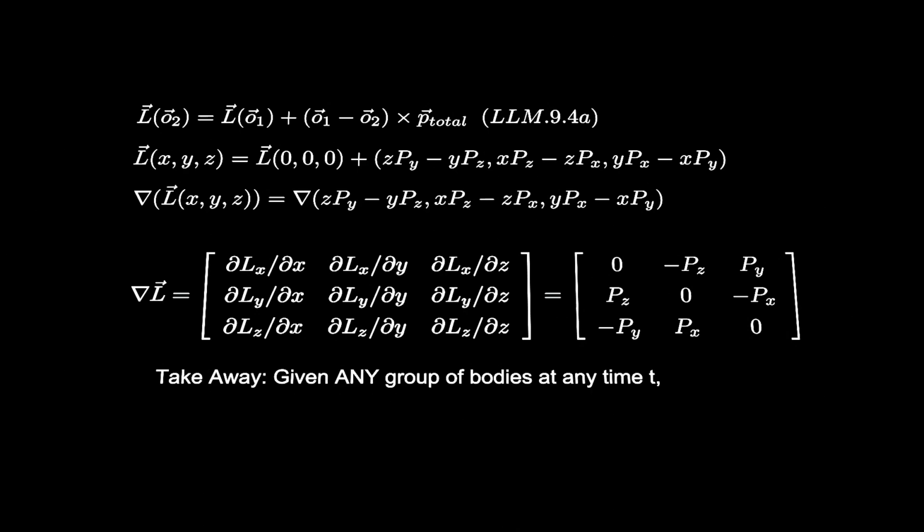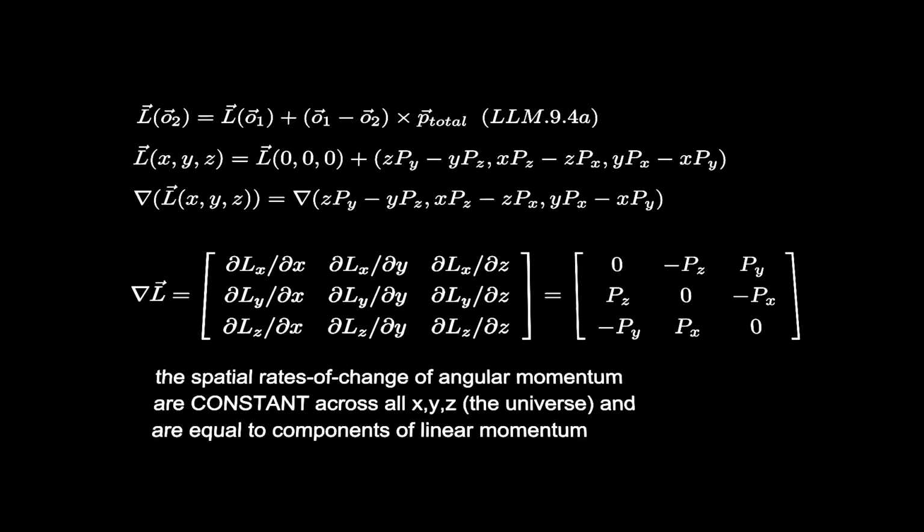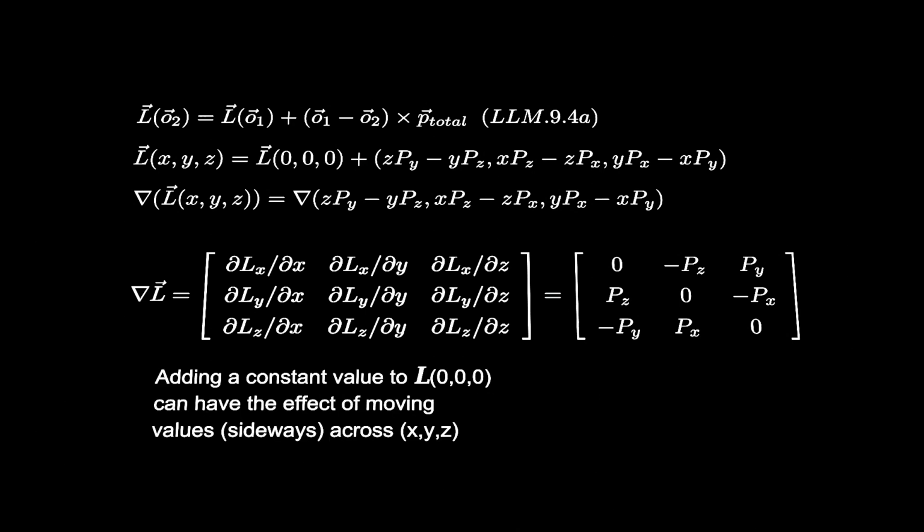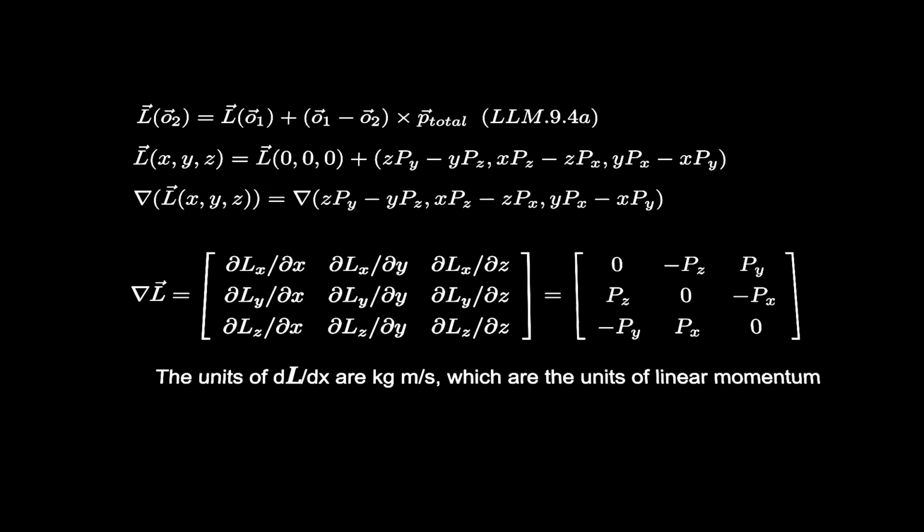Remember, given any group of bodies at any time t, the spatial rates of change of angular momentum are constant across all x, y, and z, and are equal to the components of linear momentum. Adding a constant value to L can have the effect of moving values sideways across x, y, and z. The units of the partial derivatives are kilogram meters per second, which are the units of linear momentum.